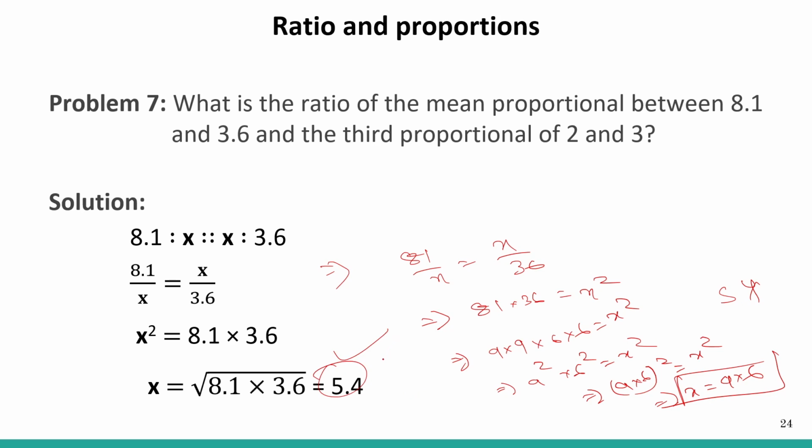Okay, 5.4 will be the correct answer. Because we converted this to what? 81 and 36 respectively. So this will become 10x. Okay, 10 into x. So this is 10x. This is what 10x is. So 10x is equal to 54. So this implies that x is equal to 5.4.